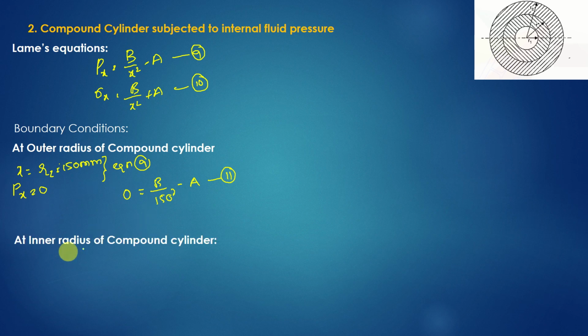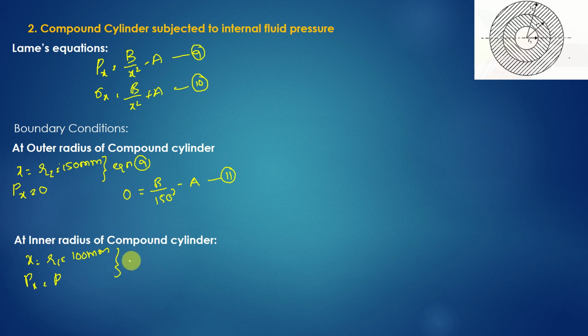And let us see another boundary condition at the inner radius of the compound cylinder, that means at R1. At R1, x will be 100 mm. And what happens to Px? That is P, because now the internal fluid pressure is there.